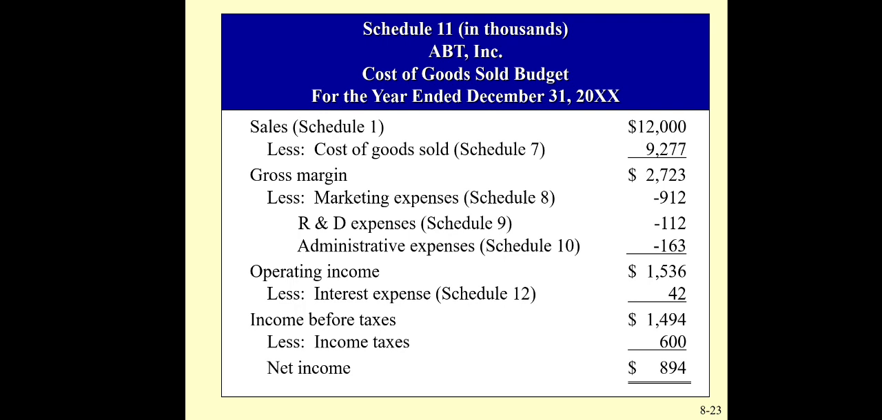And then you have to less the marketing expense that you prepared in schedule 8, 912,000. R&D expense minus 112,000. Admin expenses from schedule number 10, 163,000. So the budgeted operating income is equal to 1,536,000. Okay, gross margin, and then you minus the 3 expenses, you will get the operating income of 1,536,000.